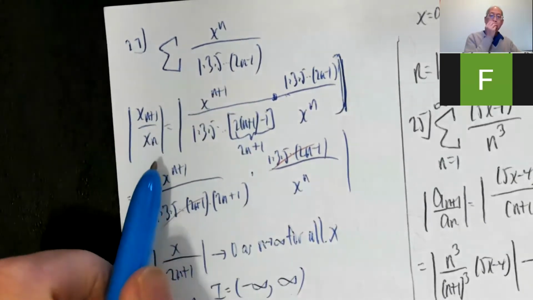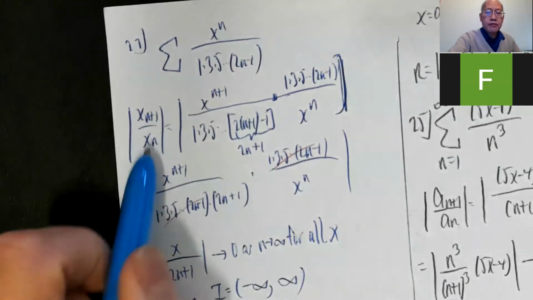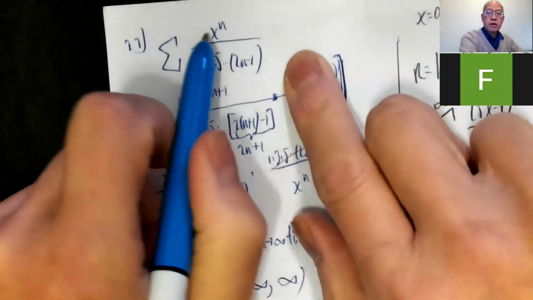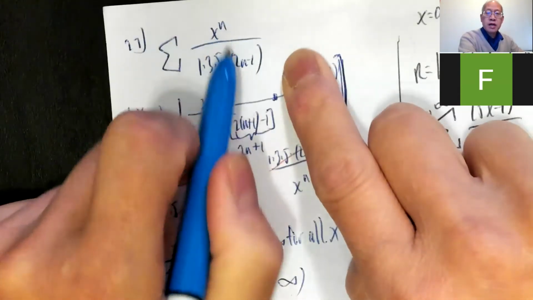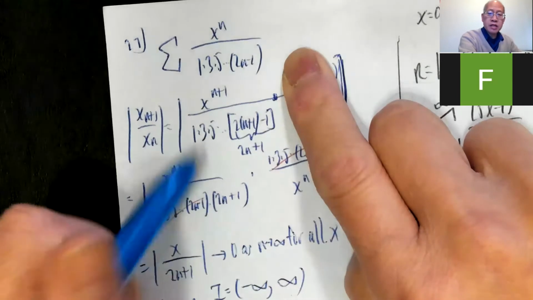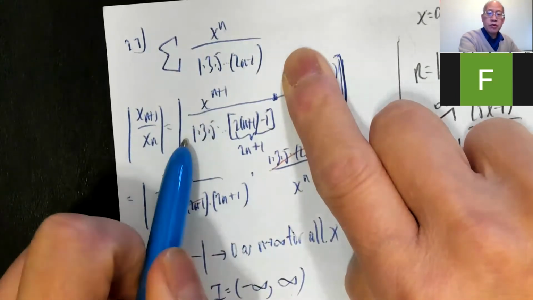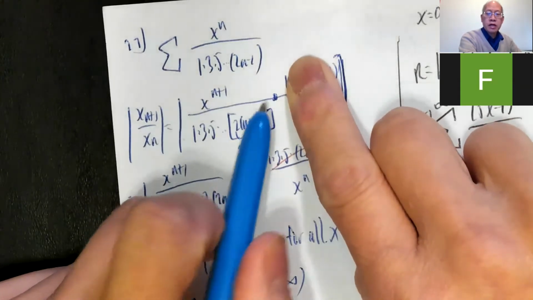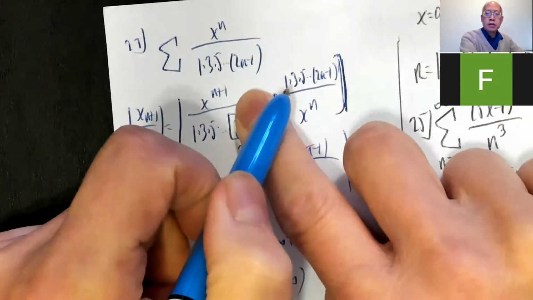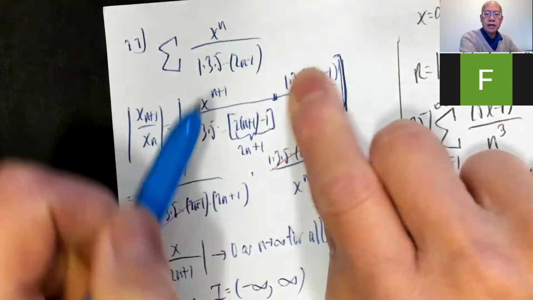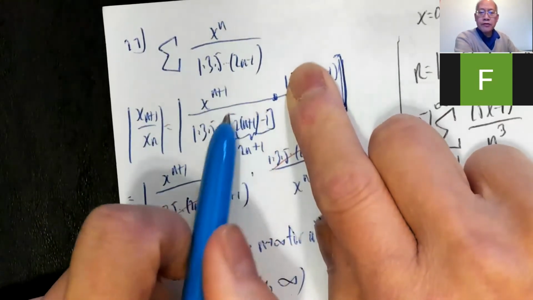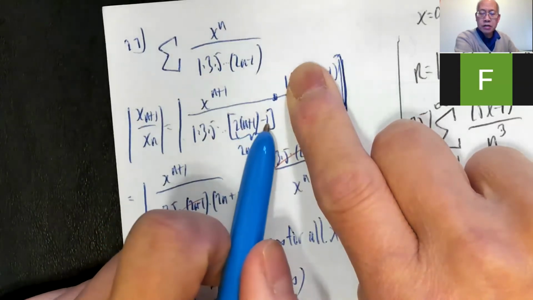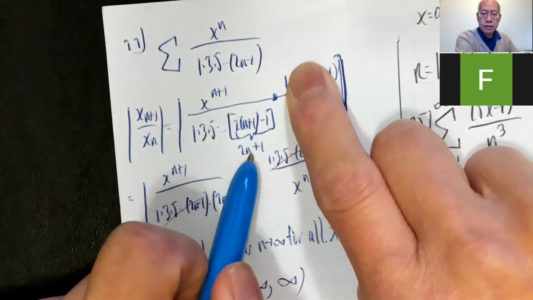Okay, so still do the absolute value of a sub n plus 1 over a sub n. So change this to n plus 1, and change that to n plus 1 in parentheses. So x to the n plus 1 over 1 times 3 times 5, and so on, up to 2 times n plus 1 minus 1, times the reciprocal of this. The top has 1, 3, 5, the bottom is x to the n. Now if you work this out, it's 2n plus 2 minus 1, which is 2n plus 1.